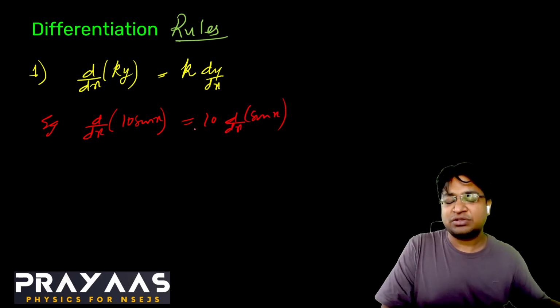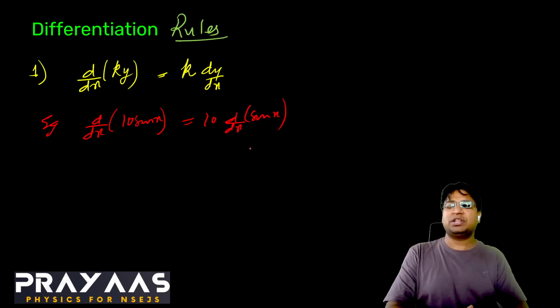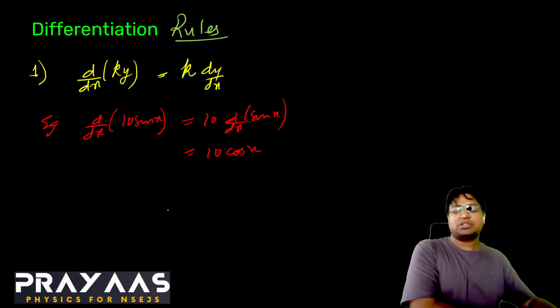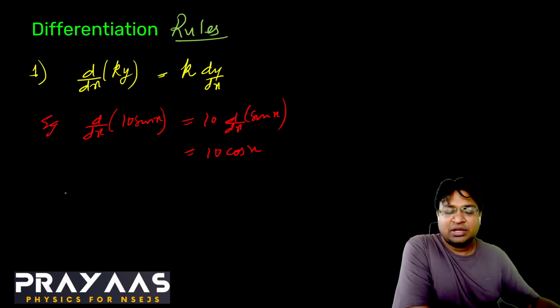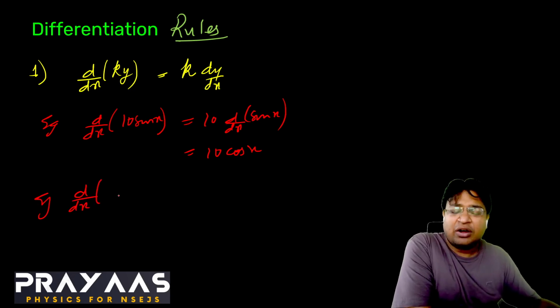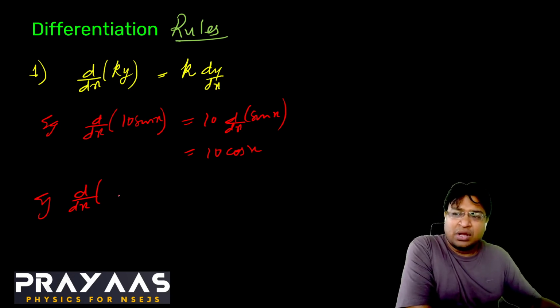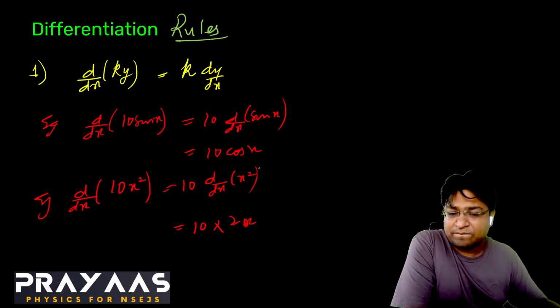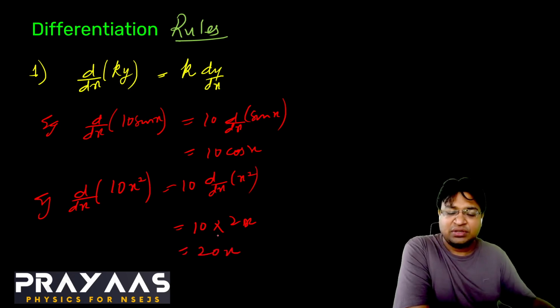Why? Because 10 is a constant. So, whenever inside the differentiation symbol, if you see any constant which is multiplied with something else, you can pull it out. So the answer would be 10 times cos x. See, differentiation of sin x is cos x, so that's why we are getting it. Let me give you more examples. Let's say d by dx of 10x square. Again, you can pull out 10 as the common quantity and then d by dx of x square. So that would be 10 into 2x, which will become 20x. So this is the first rule.